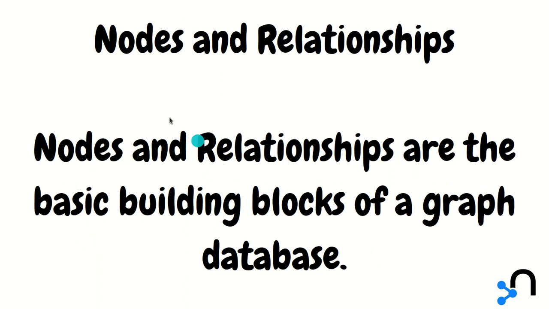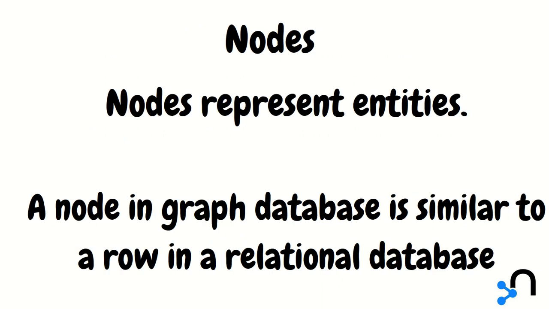Moving forward, guys, we have our nodes and relationships. Nodes and relationships are the basic building blocks of a graph database. I've already shown you in the picture that we have circles available, right? We have relationships available. So these two build up this Neo4j database. Moving forward, guys, we have nodes. They can represent the entities.